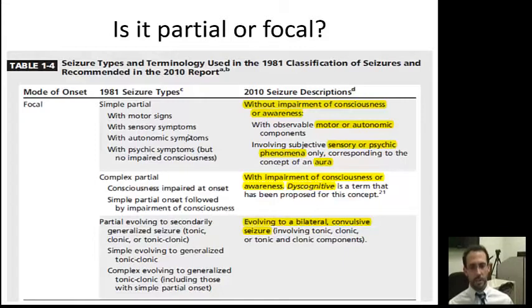And for the partial evolving to secondarily generalized seizures, which we'll be discussing more on how that happens, basically certain patients will have a susceptibility to develop seizures starting from one part of the brain, and then it will spread throughout both hemispheres, resulting in a generalized seizure, whether it's a tonic, a clonic, or a tonic-clonic event, and we'll get to that more. But in concept, the focal seizure is evolving to a bilateral convulsive seizure, which is being highlighted here in the slide.